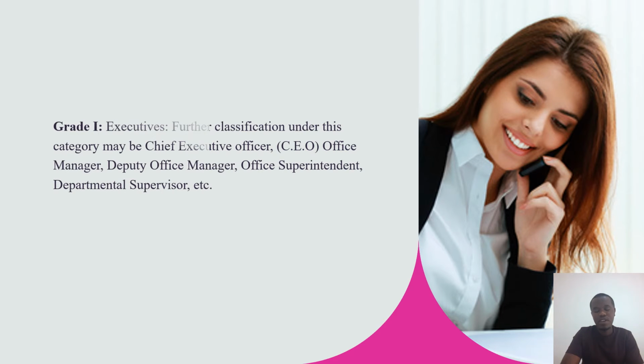Okay, so class, we're going to see a brief description of how you classify different offices and jobs in an organization. You can grade them as grade A, B, C, D in that order, or as grade 1, grade 2, grade 3. So we'll be looking at examples of some of the offices that would be in grade 1, grade 2, grade 3.